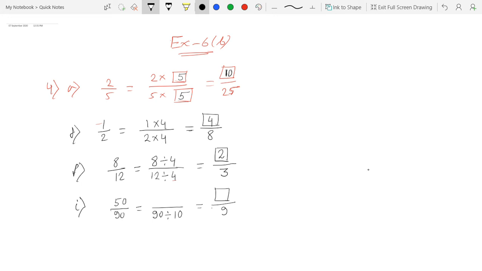So this 10 you have to divide 50 by also. Here you have to divide by the same number, or multiply by the same number, with the numerator and denominator if you want to get an equivalent fraction. So if you divide 50 by 10, you will get 5. That means the blank space is filled with 5. Now go to the next one.